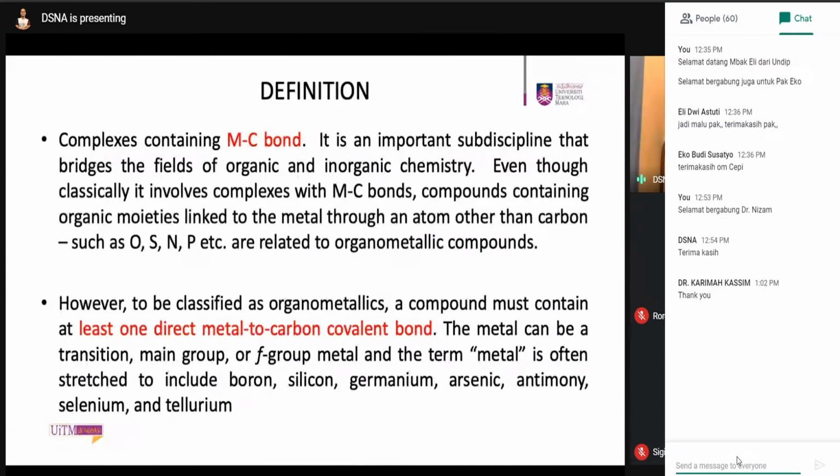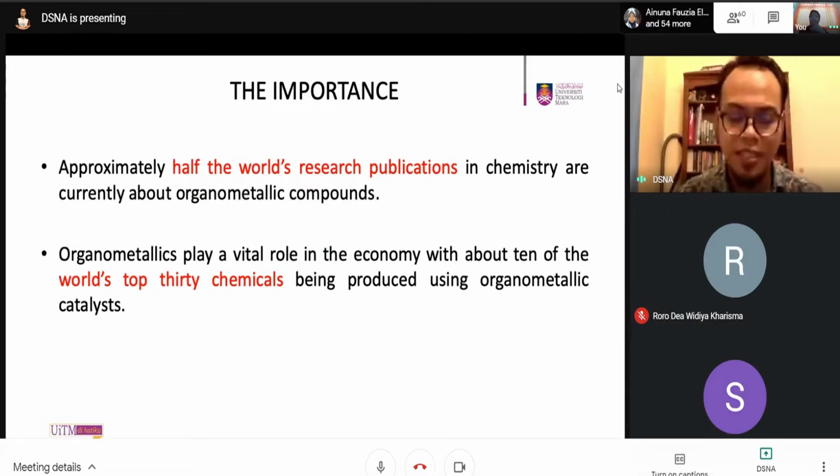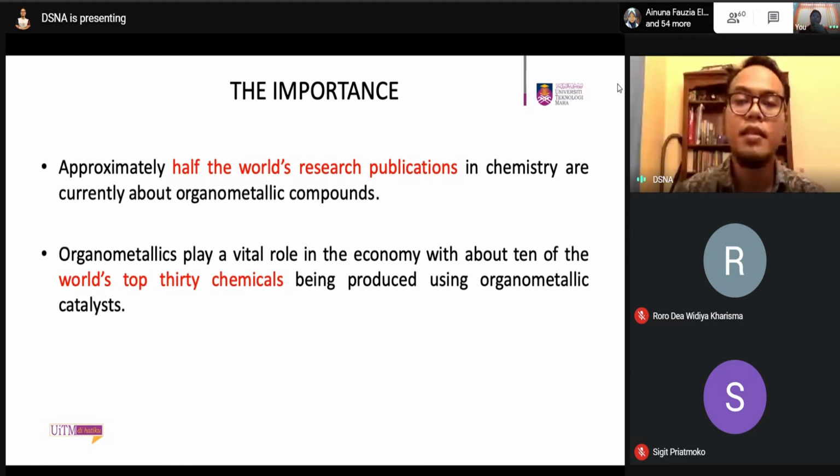Other than transition metals, the organic compounds can also form complexes with some other metals from the main blocks, and that's why we can have boron, silicon, germanium, and so on and so forth. This is an important subject. It was introduced 15 or 16 years back by Prof. Hada, and we would like to offer the subject to the students because approximately at least half of the world's chemistry research publications are related to organometallic compounds.